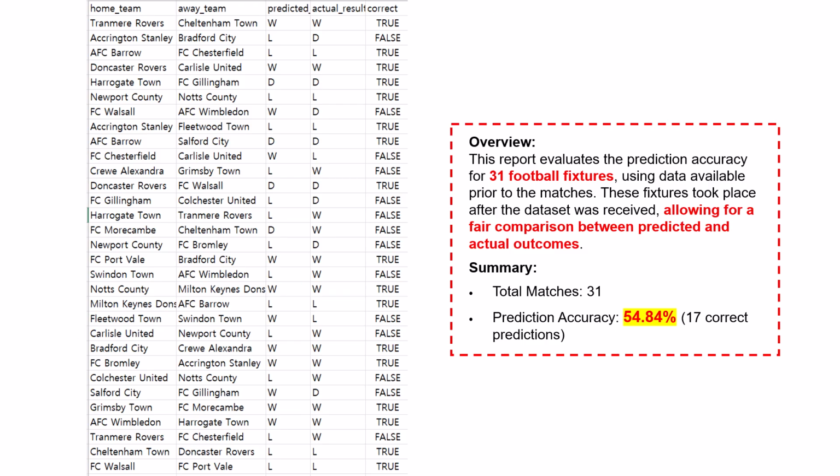So back to the point. To test the model, I used data from 31 fixtures that were played after the dataset was finalized. It gives me an honest test set, since these matches weren't used in training or calibration. Out of 31 fixtures, the model correctly predicted 17 of them, which results in 54.84%, which is around 55%, and it's really high prediction accuracy, I think, because given the complexity of football, where randomness plays a large role, this level of accuracy is really encouraging for a data-driven model.